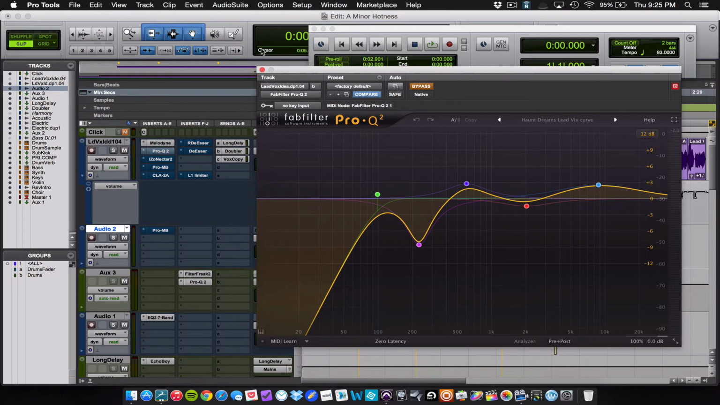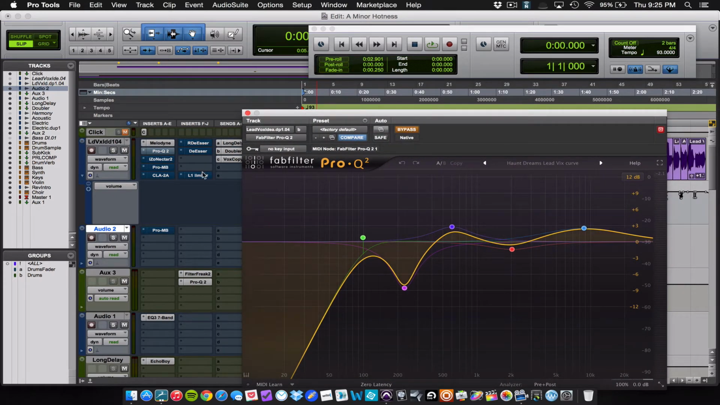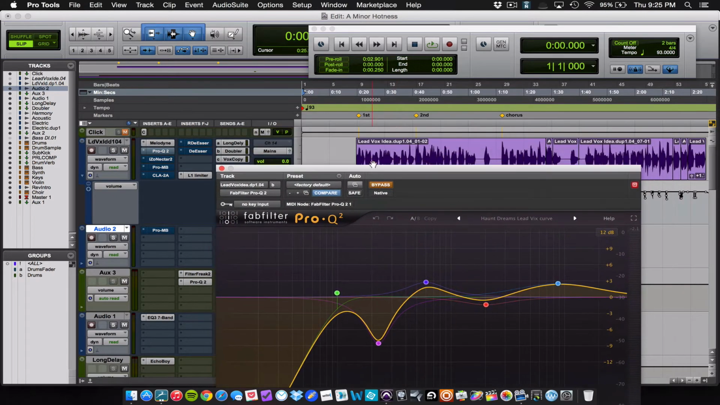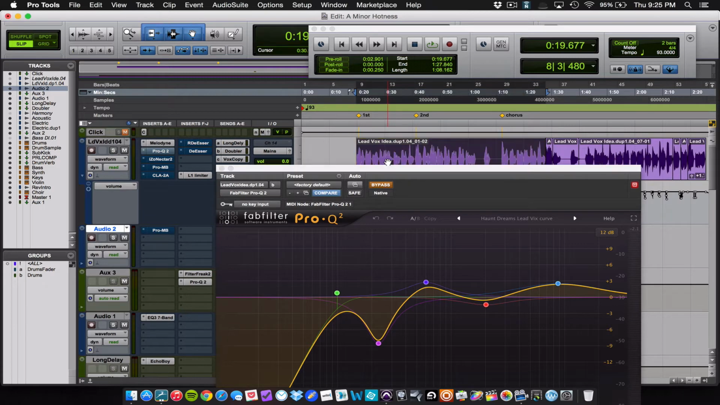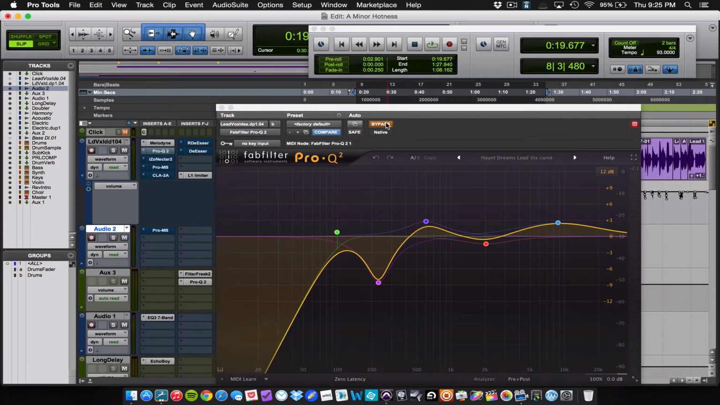So let's take a look. This is the Pro Q2. As I just mentioned, mostly subtractive, a little bit of boosting. I'm going to keep the limiter on, but everything else is gone. Let's take a listen to this in bypass.